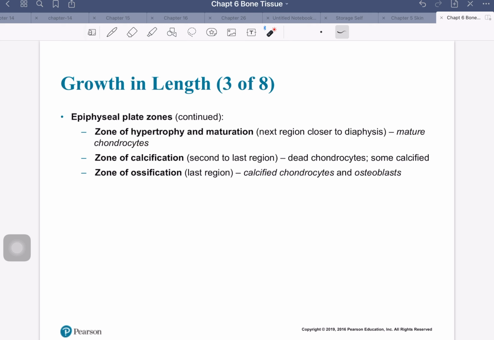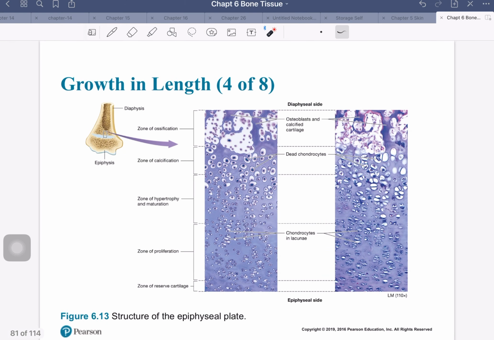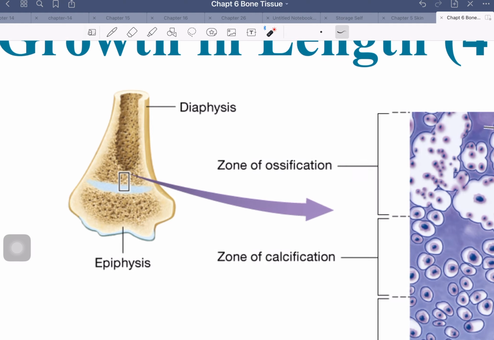Okay, and here we see we have mature chondrocytes. Above that, we have the zone of calcification. And here the chondrocytes are now dead, and we're starting to get a bit of calcification of the tissue. The zone of ossification. Now, by the time we reach here, we have calcified chondrocytes, and we're starting to see osteoblasts. Remember, osteoblasts are the true bone-making cells.